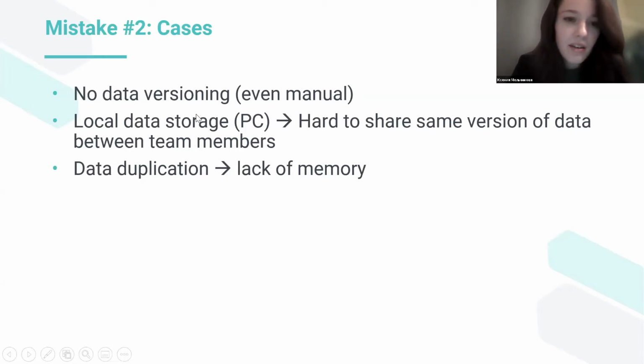Another common mistake is local dataset storage on your team members' PCs. If it's stored only on your PC, it's hard to share the same version of the data you've been working with to other team members, so they cannot work with the data, and maybe your data was the best for this model. Sometimes we also have the case where we have data duplication, which leads to lack of memory. What is data duplication? It's not that bad for the data versioning, but it's bad exactly for the memory usage, and sometimes it takes a lot of money to buy some new memory.